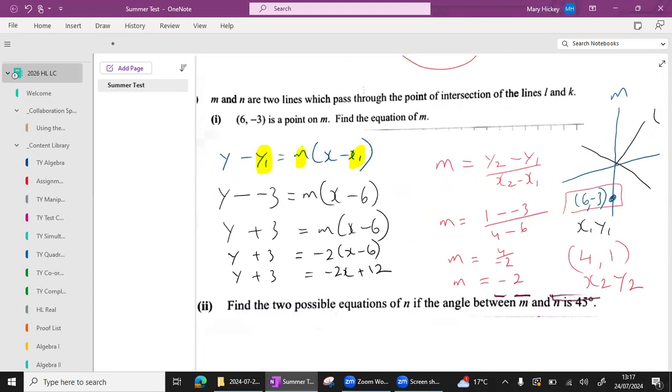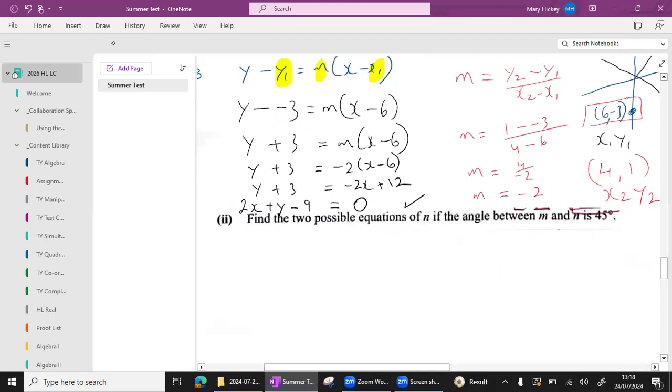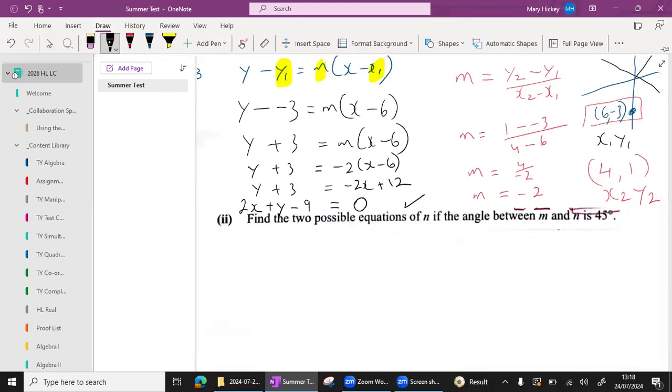And again, it might be nice to put it all together on the one side. They haven't told us what format, but I think that makes sense. So 2x plus y minus 9 equals 0. And we're done. And then finally, find the two possible equations of n. So n is this other random line that goes through the point of intersection if the angle between m and n is 45 degrees. Now, we did a formula, you might remember, in the log tables.